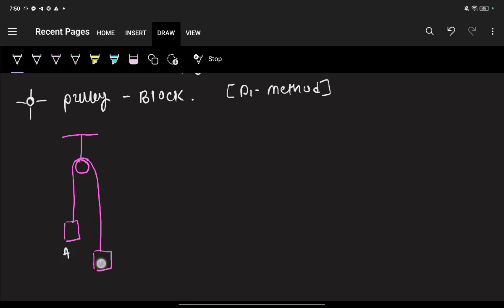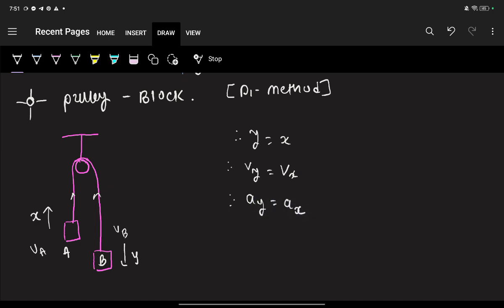Let's say this pulley is connected with two blocks A and B. If this block displaces X in upward direction, that means this block displaces Y in downward direction, right? Let's say here the velocity of this block is VA, here its velocity is VB. Since they are connected with the same string, the displacement will be equal, right? And if you differentiate it, you will end up with their velocities. And if you again differentiate it, you will end up with their accelerations. Very good.